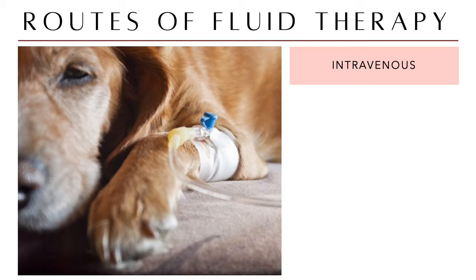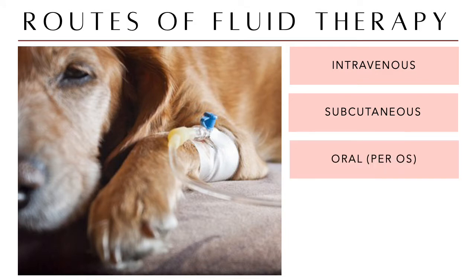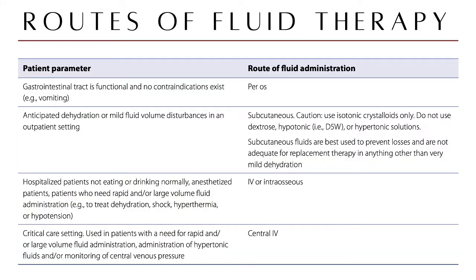So the first is intravenous, subcutaneous, oral or per os, that's why it's called PO, intraosseous, and intraperitoneal, right? So choosing what route to use entirely depends on, number one, the level of dehydration you need to correct and how fast you need to correct that dehydration. Certain parts of the body, which is functional or non-functional, especially with the gastrointestinal tract, how critical the patient is, how fast you need to stabilize the patient, and what fluid you are giving it, right? What kind of fluid it needs, right?